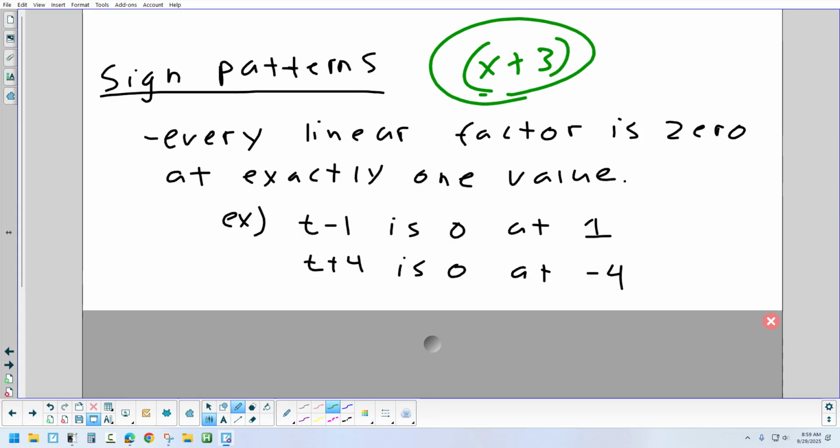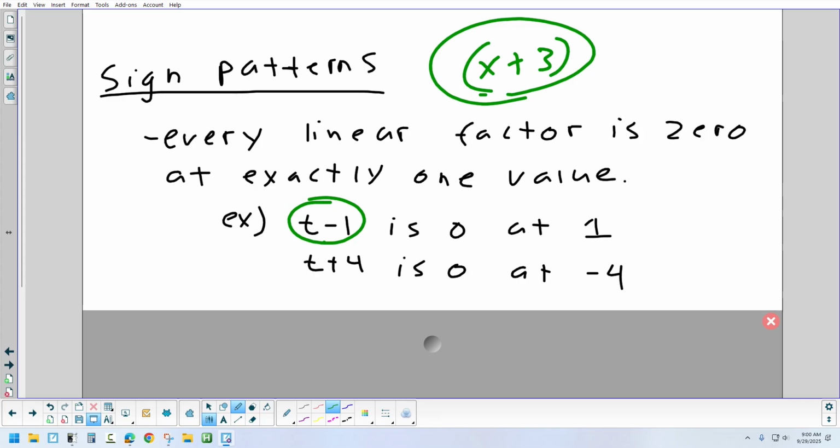So here's a couple other examples of linear factors. If you had a factor t minus 1, you could plug in 1, and that would give you 0. Now that you know that, if you plug in numbers bigger than 1, you're going to get a positive result. If you plug in numbers less than 1, you're going to get a negative result.